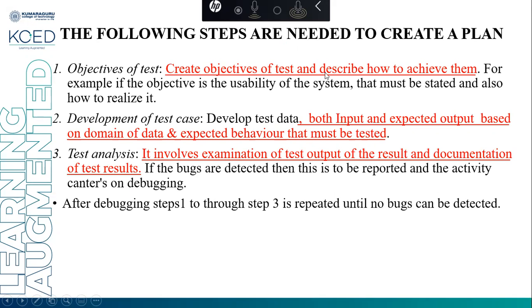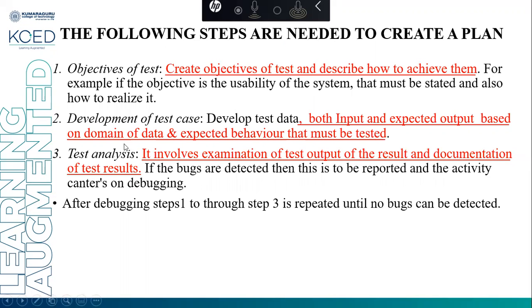Create the objective of the test and describe how to achieve it. For example, if the objective is the usability of the system, that must be stated and also how to realize it. Second, development of test cases. Develop test data, both input and expected output, based on the domain of data and expected behavior to be tested. You have to develop test cases which include the test data, input and expected output.